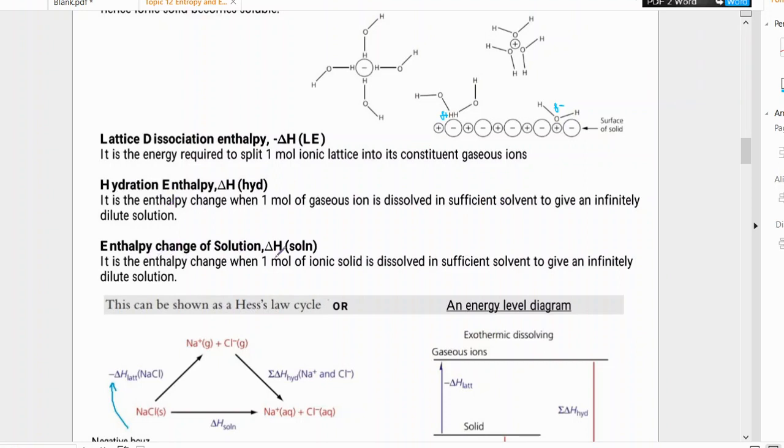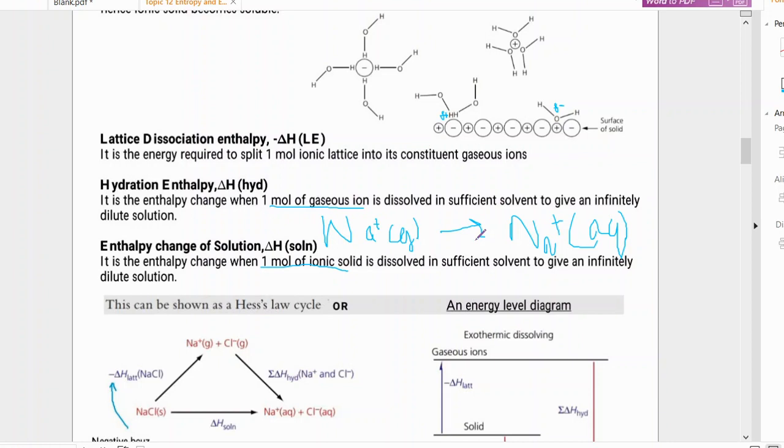Then enthalpy change of solution. It is the enthalpy change when 1 mole of ionic solid is dissolved in sufficient solvent to give an infinitely dilute solution. Here it is 1 mole of ionic solid, but for hydration it is 1 mole of gaseous ion. Different thing, but the explanation is the same. You will be asked about both of these in MCQs. For example, you will be given equations like this. Let's say Na gas becomes Na+ aqueous. So this is the hydration enthalpy of the sodium ion.